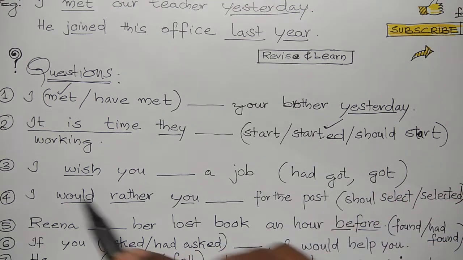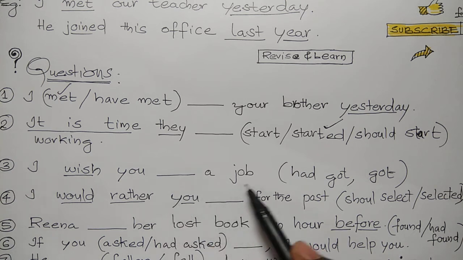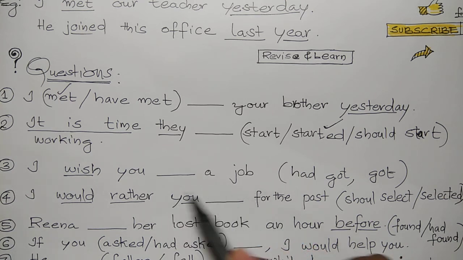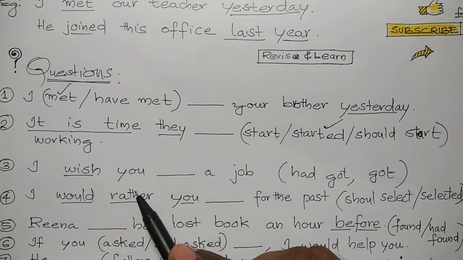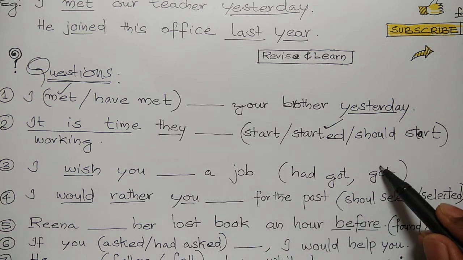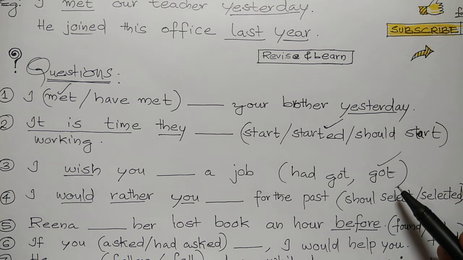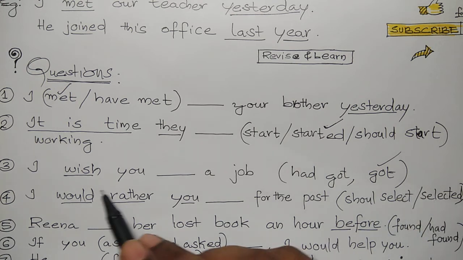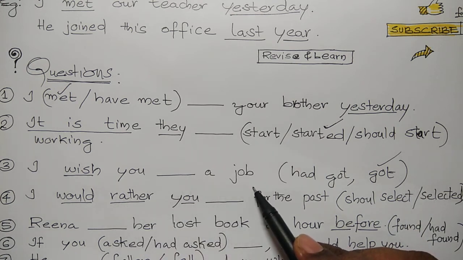Started. I wish you dash a job. This is an expression of a wish. So we use the simple past. Got. V2 form of get. I wish you got a job.